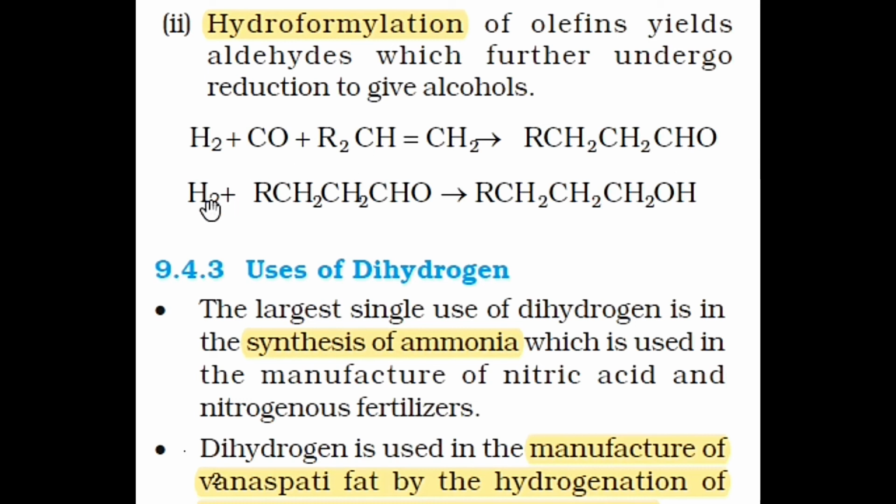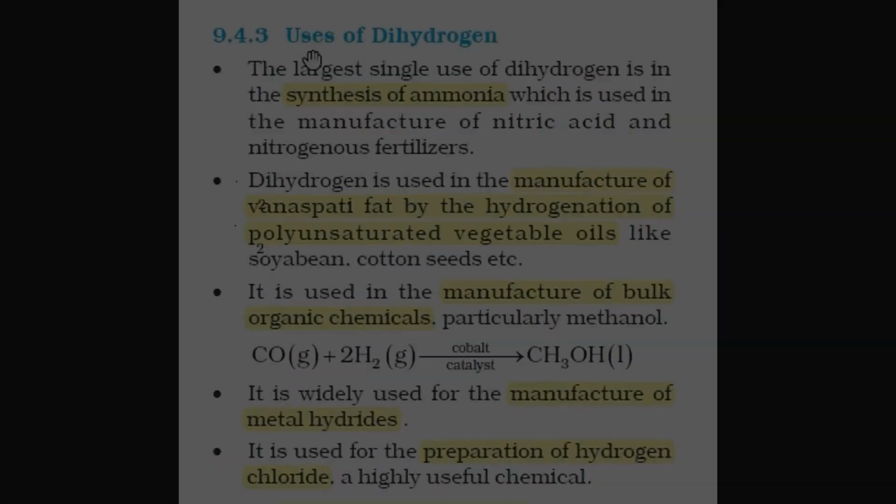This aldehyde further undergoes reduction with H2 to form an alcohol. So the H2 gets added across the C double bond O group. The CHO could be considered as CH double bond O. So one H will be added to carbon and one H to oxygen, giving you RCH2CH2CH2OH, which is a straight chain primary alcohol. So hydroformylation of alkenes yields aldehydes which further undergo reduction to give the straight chain alcohols.